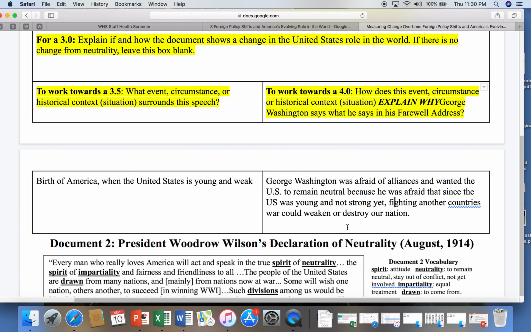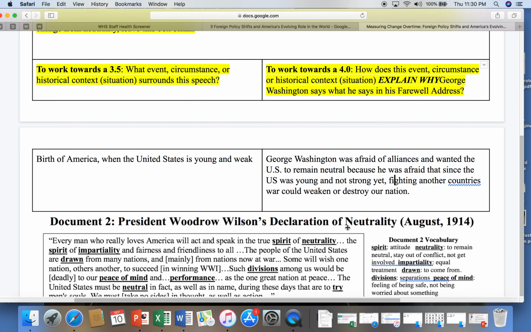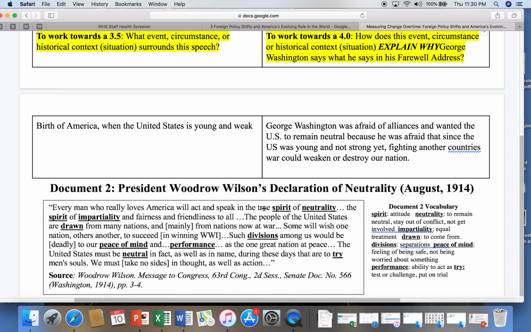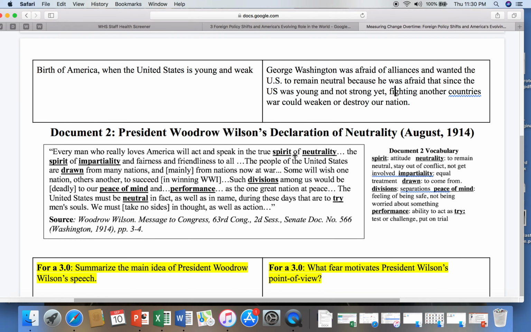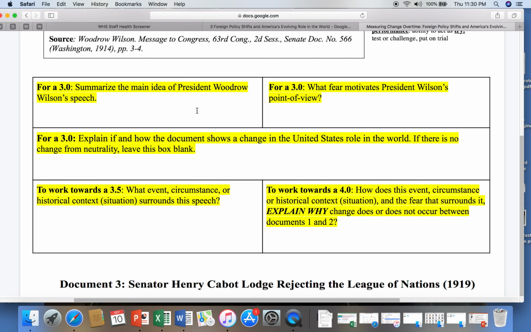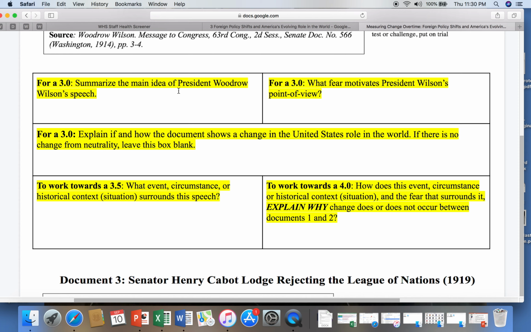Okay, so you can see that there are a total of 7 documents. I've done number 1, so you're asked to do the next 6. Document number 2 is a speech from Woodrow Wilson when he declares neutrality in August of 1914, and this takes place during a very specific event. Again, just like before, you're asked to summarize the main idea of his speech, what fear is motivating his point of view, so whatever he says in the speech, what is the why for him saying that. Next, you're going to explain if and how the document shows a change in the U.S.'s role in the world. If there is no change from neutrality, you can leave this box blank.